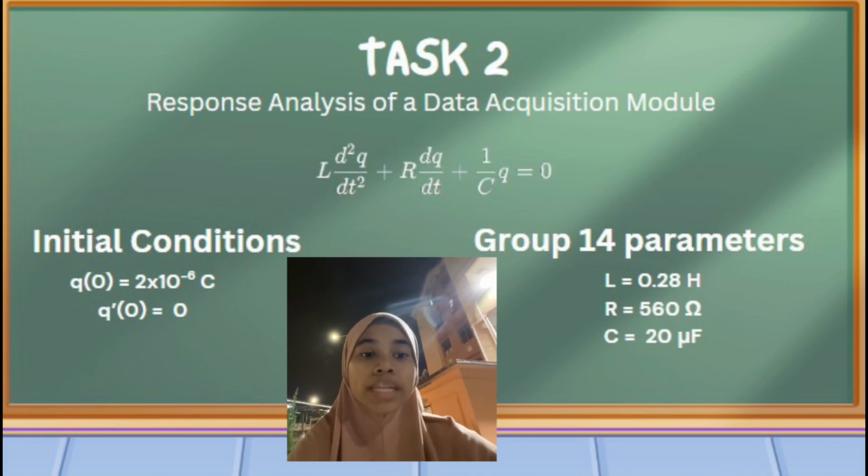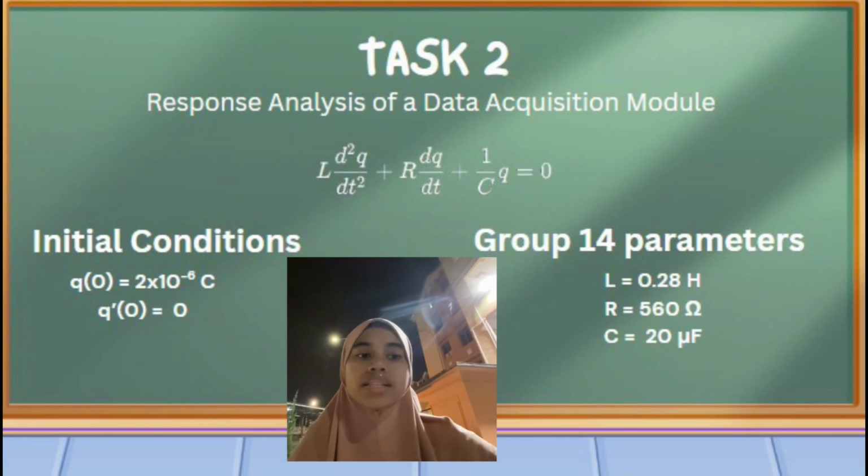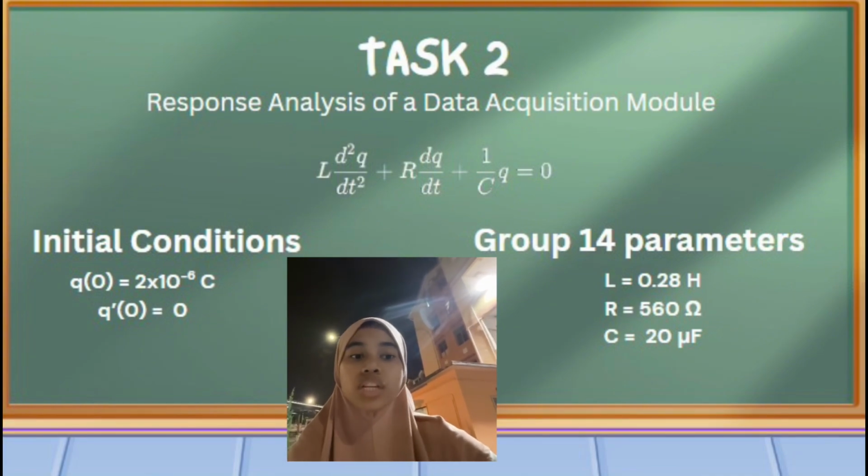For Task 2, we analyze the response of a data acquisition module used in the IoT-based water quality monitoring system. The system is represented by a second order differential equation, where L is the inductance, R is the resistance, C is the capacitance, and Q(t) represents the electric charge over time.